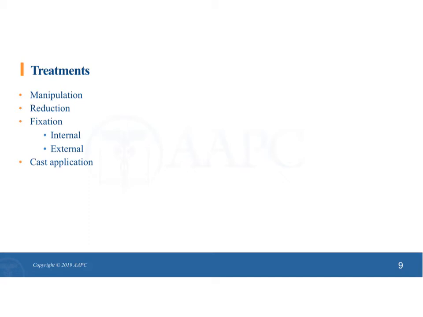Fixation of broken bones can be internal or external. External fixation is holding together of a broken bone by means of a plaster or fiberglass cast encircling the injured part while healing occurs. Internal fixation is use of devices such as pins, screws, wires, or plates, applied directly to the bony fragments to hold them in proper alignment for healing.